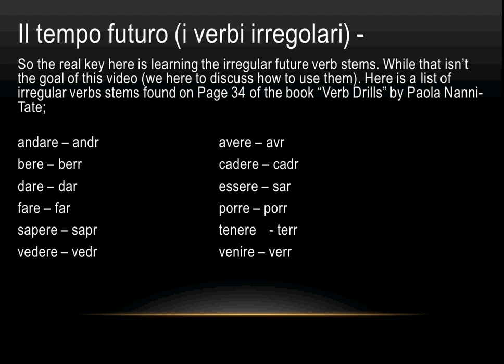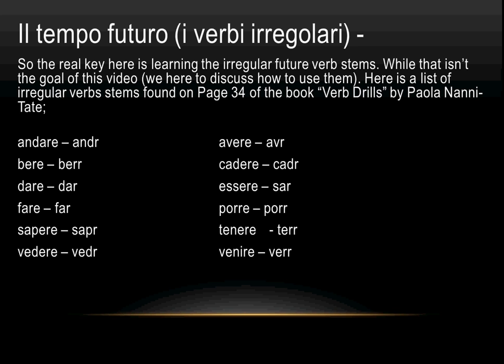Okay, so the real key here is learning the irregular future stems. While that isn't the goal of this video, we're here to discuss how to use the future stems. Here is a list of irregular future stems that can be found on page 34 of the book Verb Drills by Paola Tate, which, by the way, is a great book on the Italian verbs.